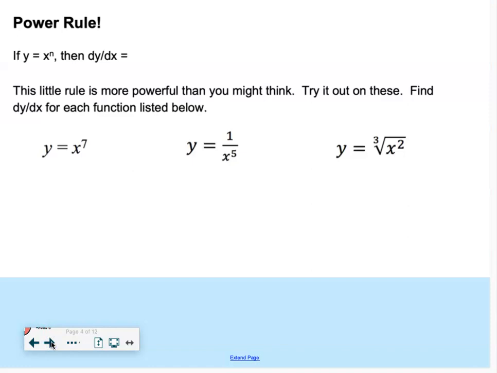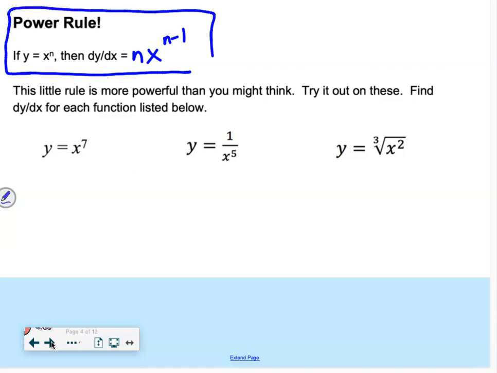Okay, so power rule. It's called power rule because it deals with powers, meaning exponents, but I like it because I also think of it as the most powerful rule that you learn when you're in calculus. There is no rule that you will use more than this one. So the derivative of x to the n is nx to the n minus 1.